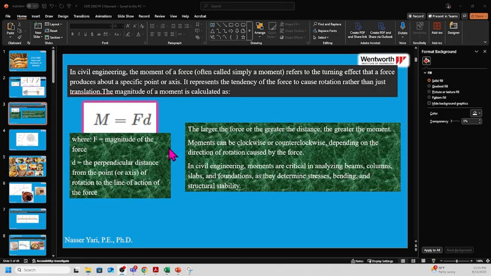One of the biggest things you want to learn about moment is when you say force times d, very important. The d is the perpendicular distance from the point of rotation to the line of action. So it's a perpendicular distance between the force and where you want to take the moment. And again, you have a lot of applications for it right here.